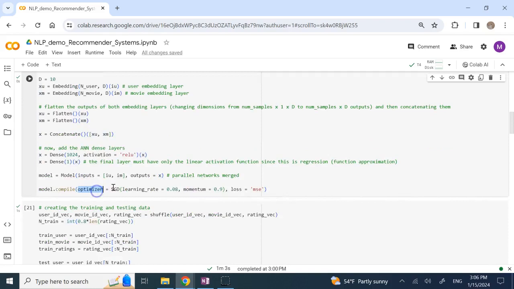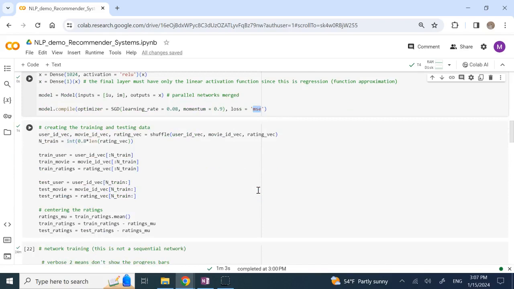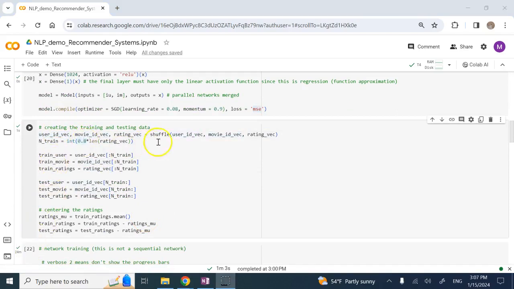For optimizer, we use SGD with a learning rate of 0.08 and momentum 0.9. Again, these numbers are under our control. Feel free to change them. It's a regression, so we use mean square error for loss. And before we apply the fit, we need to break down the total data we have into training and validation. So first thing, I shuffle all the data. Okay, so if there was any order in them, we get rid of the order.